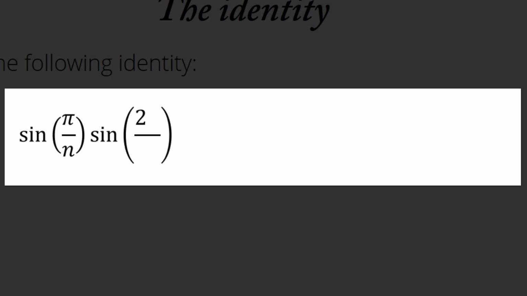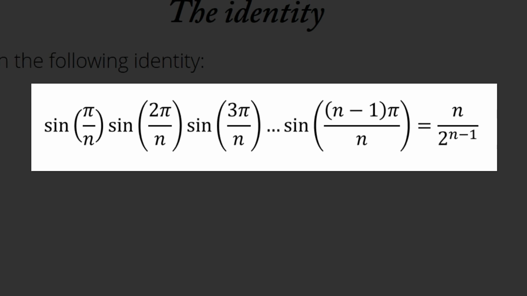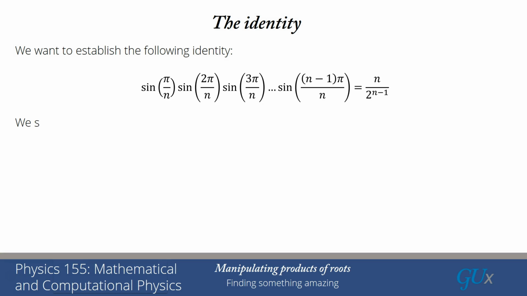The product of sine of pi over n, sine 2 pi over n, sine 3 pi over n, all the way up to sine of n minus 1 pi over n, which is the angles from 0 to pi, or 0 to 180 degrees, evenly spaced, and I'm taking n of those, or n minus 1 of those angles. And I'm going to take the product of the sines of all those different angles, and the claim is that the product of all those is just equal to n divided by 2 to the n minus 1, which is a pretty remarkable identity.